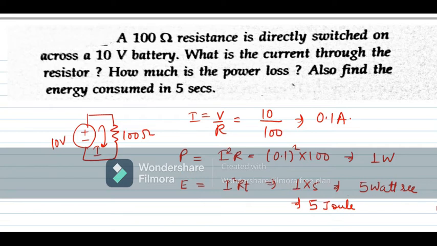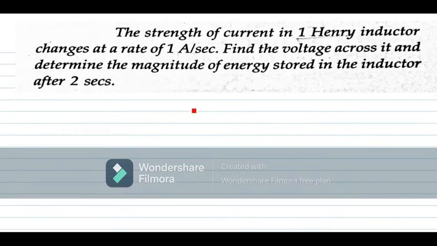So moving to the next question. The second question says the strength of a current in a 1 Henry inductor changes at a rate of 1 ampere per second. Find the voltage across it and determine the magnitude of energy stored in the inductor after 2 seconds. So the question says L is equal to 1 Henry and di by dt is equal to 1 ampere per second.